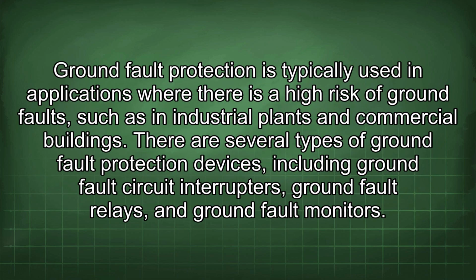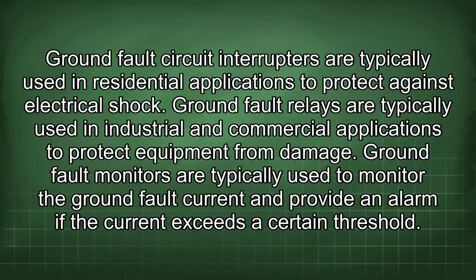Ground fault protection is typically used in applications where there is a high risk of ground faults, such as in industrial plants and commercial buildings. There are several types of ground fault protection devices, including ground fault circuit interrupters, ground fault relays, and ground fault monitors. Ground fault circuit interrupters are typically used in residential applications to protect against electrical shock. Ground fault relays are typically used in industrial and commercial applications to protect equipment from damage. Ground fault monitors are typically used to monitor the ground fault current and provide an alarm if the current exceeds a certain threshold.